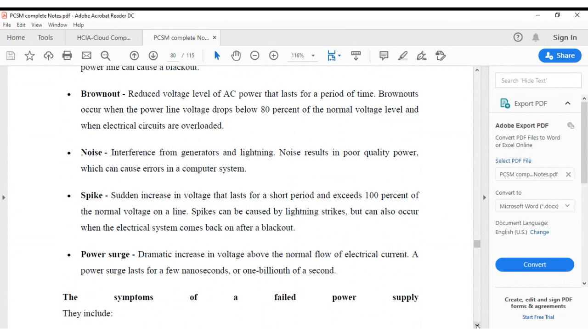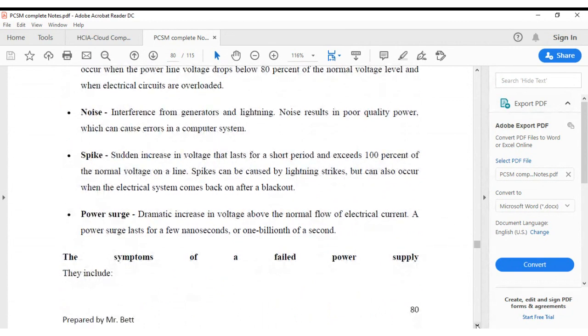Then you have a power surge. A power surge is a dramatic increase in voltage above the normal flow of electrical current. A power surge lasts for a few nanoseconds, or a billionth of a second.